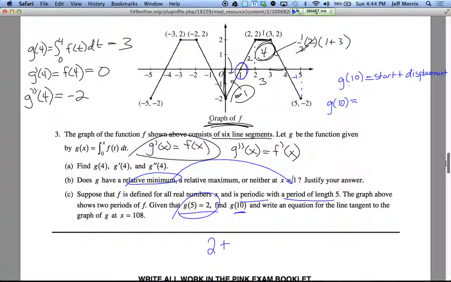So let's say we're at 2. Then another 5, we're going to add on another what? 2. And another 5, we're going to add on another what? 2. And another 5, we're going to add on another 2. You're just going to divide by 5. Exactly. So let's start with this one.